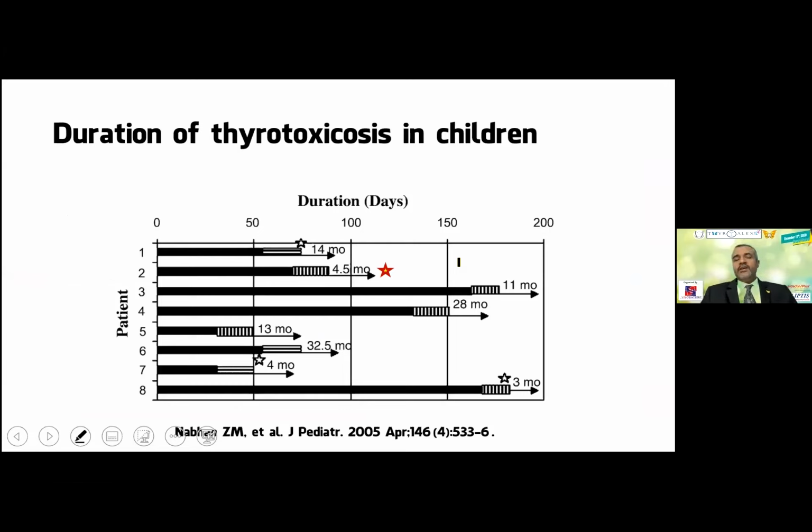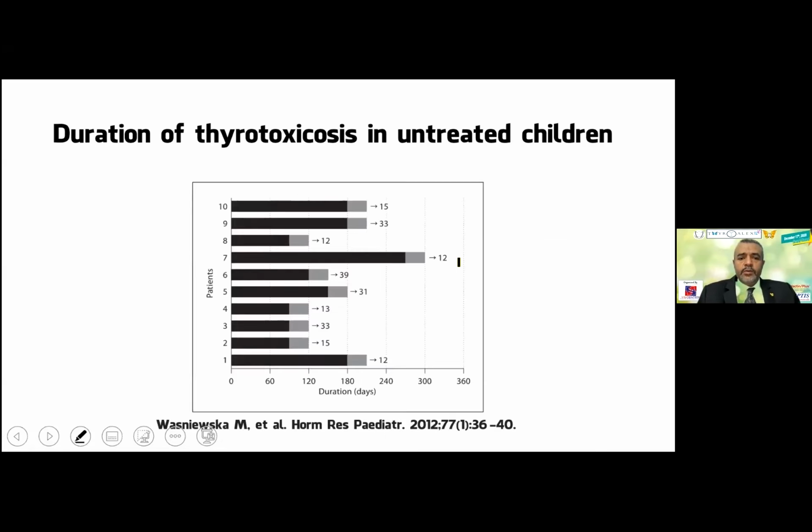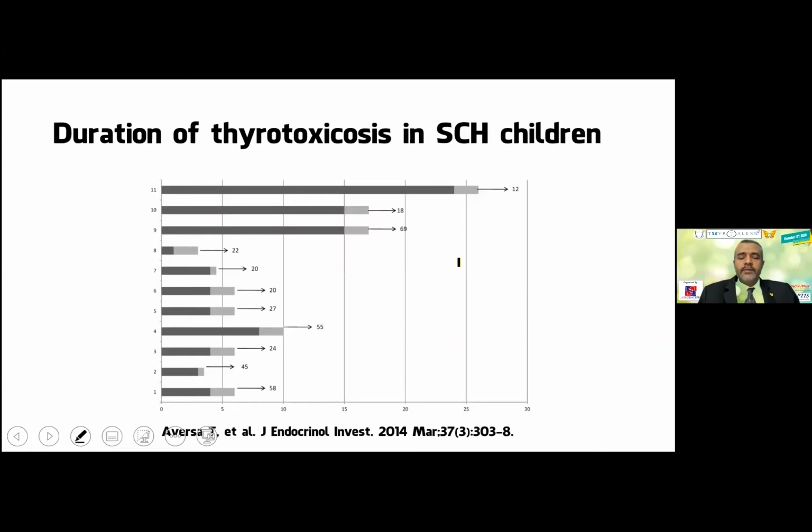How long would thyrotoxicosis persist in a patient with hashitoxicosis? This was a series of 8 children, and you can see that it may persist from 1 month and up to 6 months in this study. In this study, there were 10 children, and again, it persisted from 3 months and up to 2 years. And in a third study, again, it persisted from 1 month and up to 2 years.